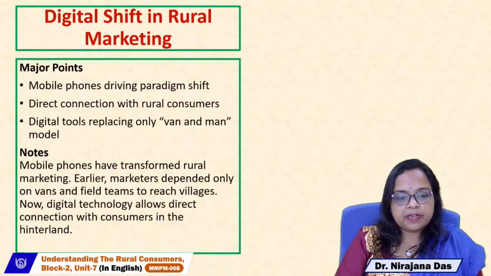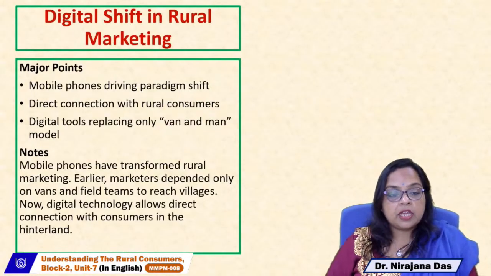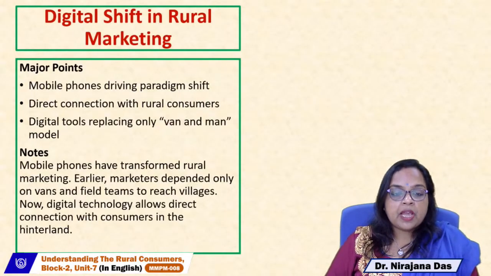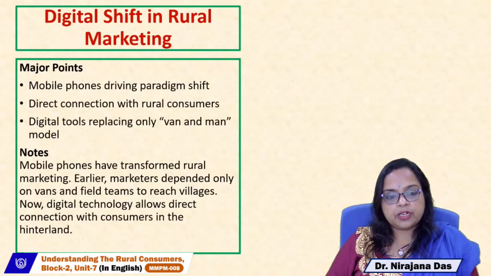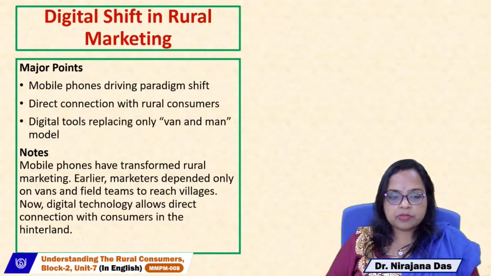Earlier, marketers depended only on vans and field teams. The mode of advertisement in the rural sector or in villages was only the bands, those who carry the placards, the huge leaflets and all, and field teams. Companies used to send teams to visit the villages and educate the customers about their product. So earlier the marketing concept from the marketers to the rural buyers was like this.